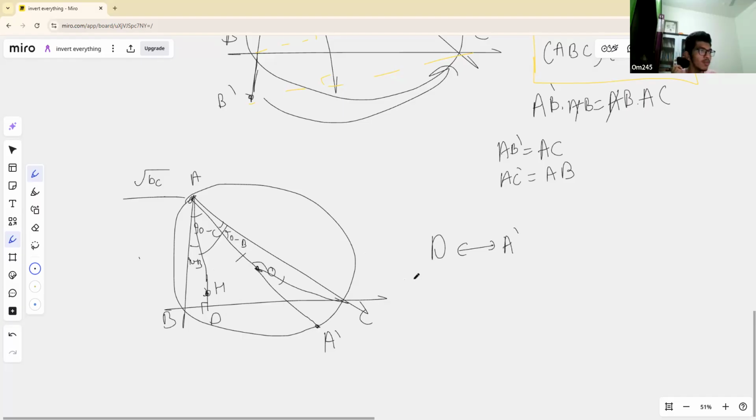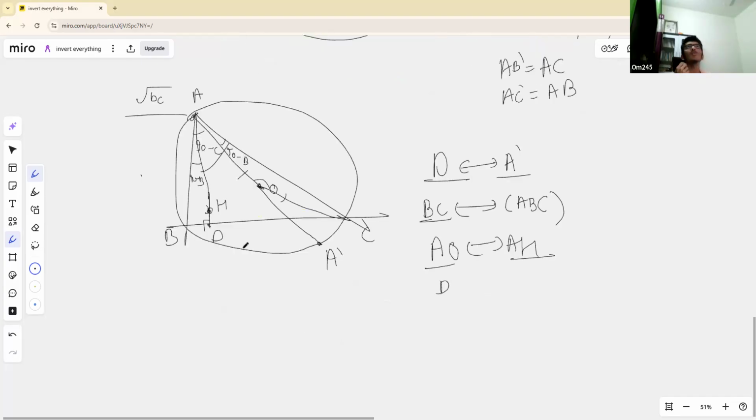The way to see it: BC maps to the circumcircle ABC, and line AO will map to line AH. O does not map to H, but line AO will map to line AH. Because D lies on AO, its image should lie on AH, and it should also lie on BC. Those two things give us that the antipode maps to the foot. So if you have a problem involving A dash, you can work with D. Then there are some more things.